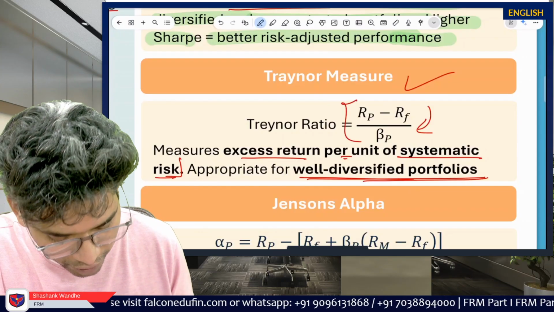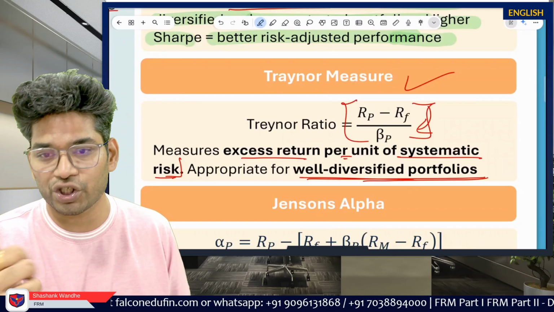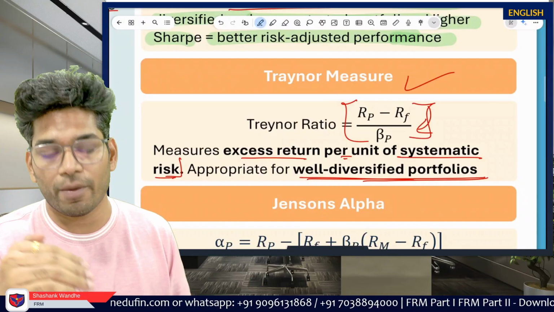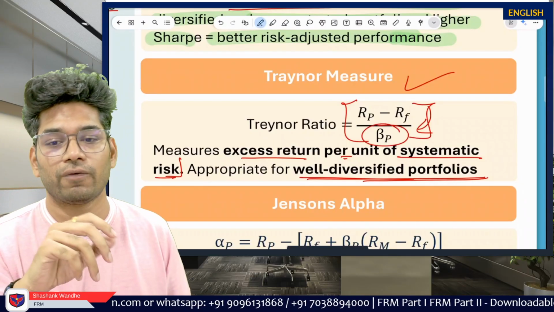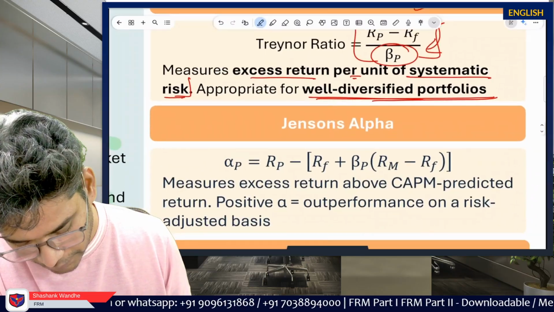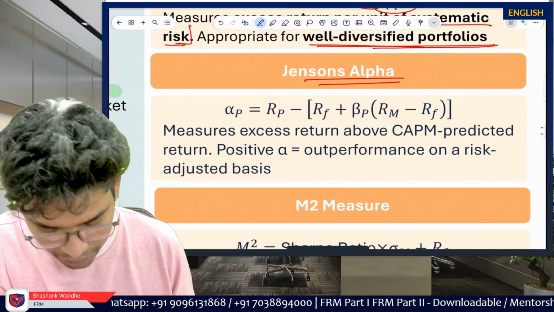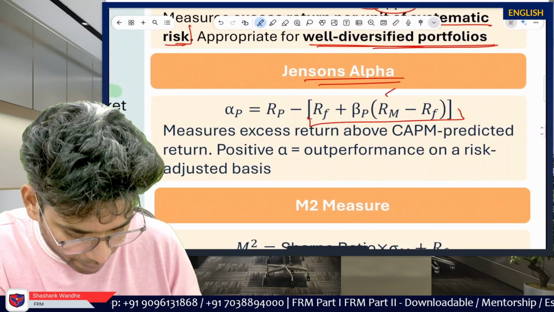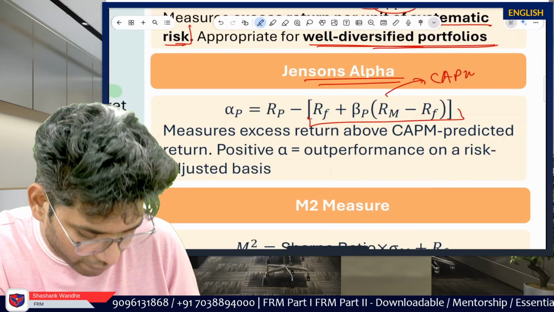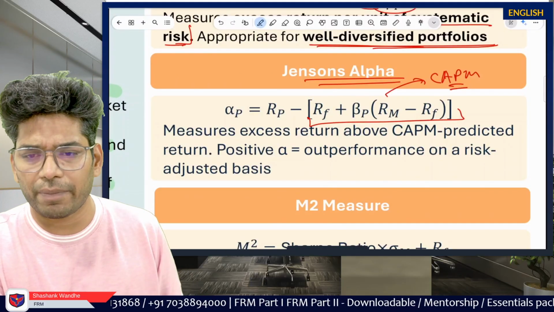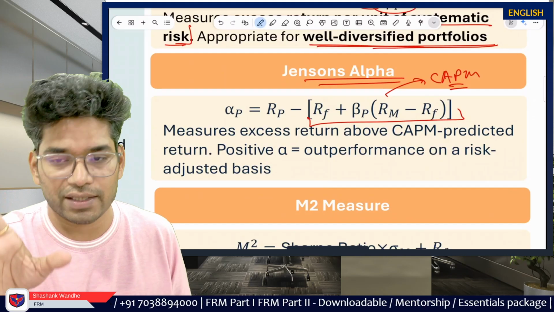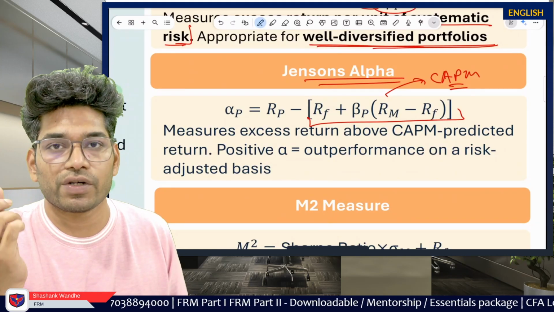The formula for the Treynor measure is similar to the Sharpe's measure, RP minus RF, but in the denominator we are using the beta of the portfolio. Okay, simple. Then we have the Jensen's alpha. Jensen's alpha takes the support of the CAPM equation. I assume you have already read the CAPM once in the curriculum, so the CAPM equation is known to you.